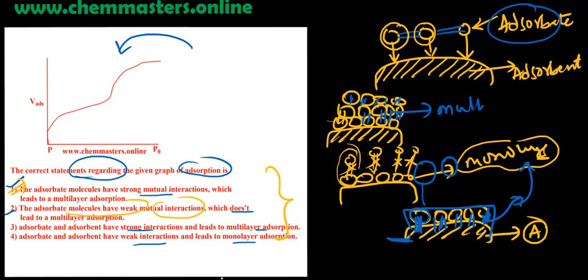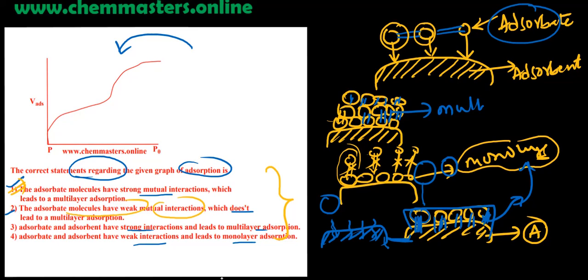So if adsorbate and adsorbent have weak interactions, then there is no possibility of forming even a monolayer, because adsorbate molecules are not going to interact strongly with the adsorbent surface. These are the generalized categories we can see, and based on these characteristics of adsorption between adsorbent and adsorbate, we can see various graphs.